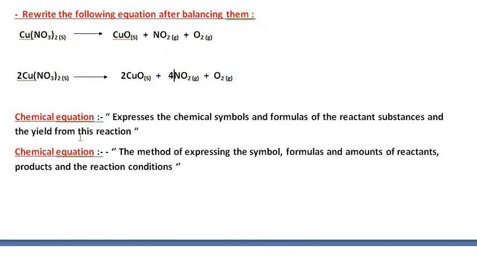What is a chemical equation? A chemical equation is an expression which expresses the chemical symbols and formulas of the reactants and the yield, or products, from this reaction. Yield means products. Or you can say that a chemical equation is a method of expressing the symbols, formulas, and amounts of reactants, products, and the reaction conditions. Some chemical reactions occur in the presence of special conditions. We put these conditions above the arrow, here in this place.